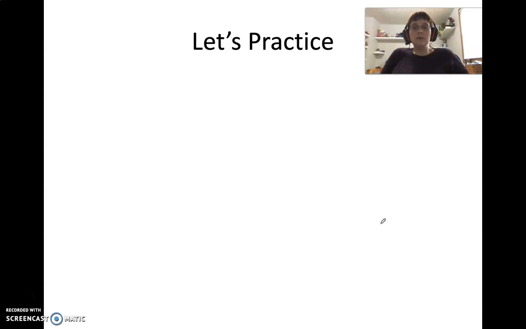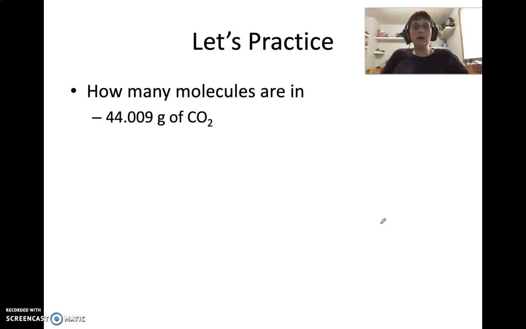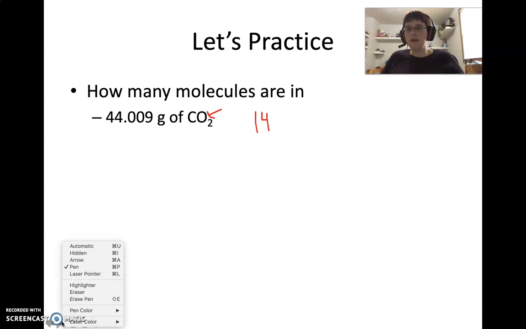So let's take a swing at this and practice as far as Avogadro's number. So how many molecules are in 44.009 grams of carbon dioxide? How would we figure this out? Well, the first thing we need to figure out is what is the mass of carbon dioxide. So carbon is 14. Let's see. No, sorry. I've got the wrong one. That's nitrogen. Erase.